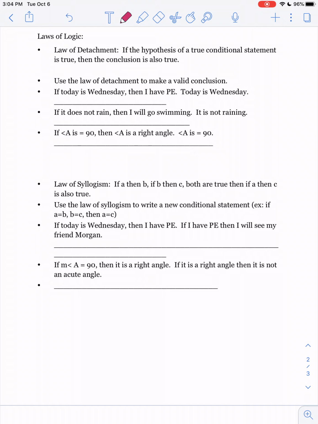It says if today is Wednesday, then I have PE. Today is Wednesday. What can we conclude? That we have PE. That's all there is to it.